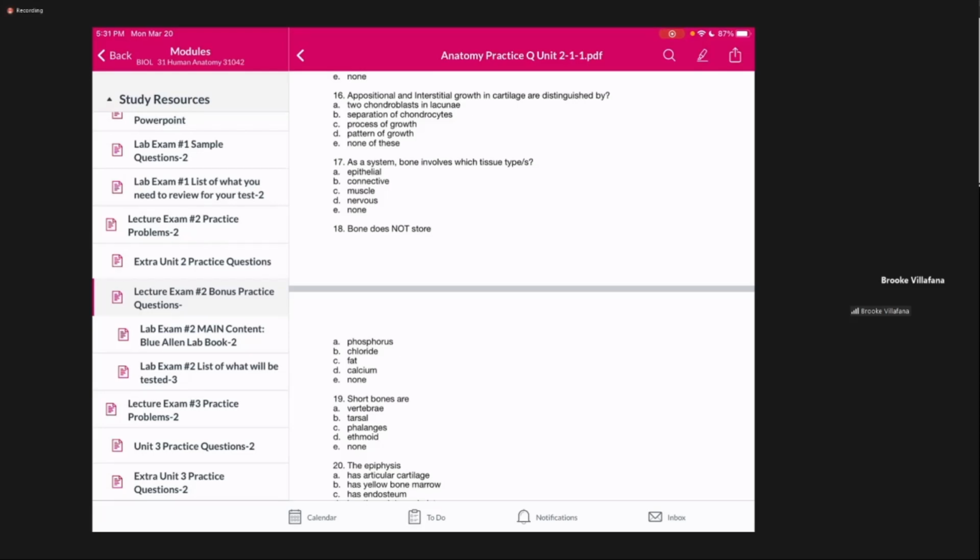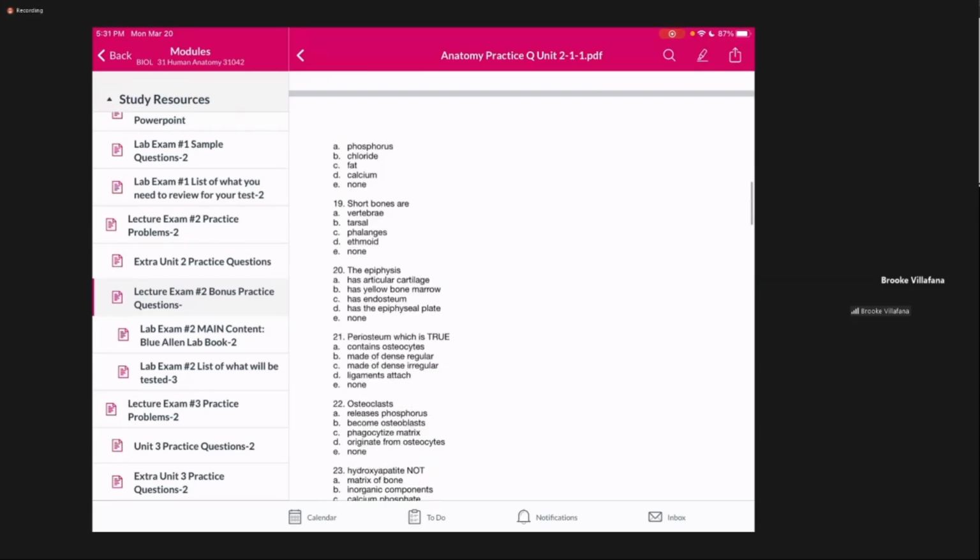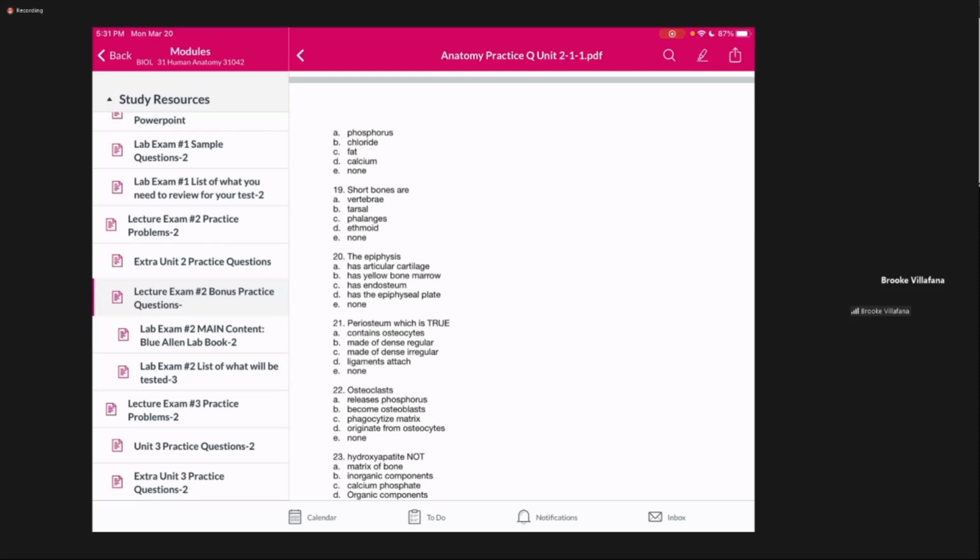Okay, so we were on question 19. So the answer to question 19 would be the tarsal bones because the tarsal bones are the ones that are in your feet. Carpals are in your hand. And those are an example of a short bone because they're very square in shape and they're very short, right? Long bones would be like your femur, your tibia, your fibula, etc.